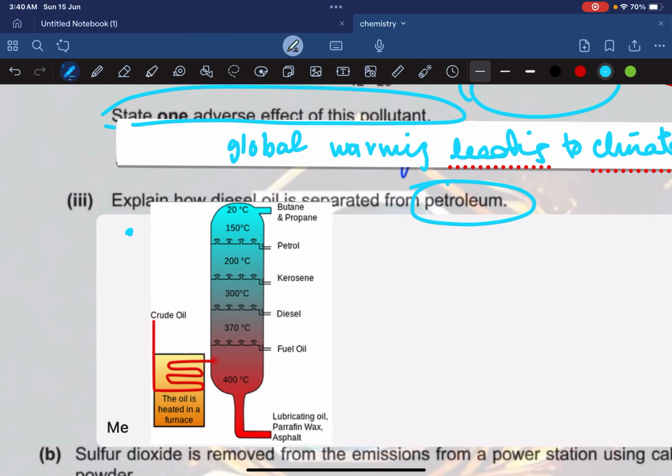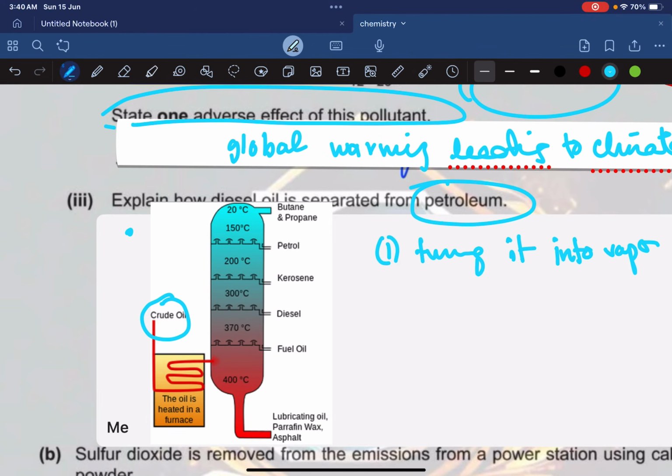So what's first gonna happen is that we are gonna turn this crude oil, which is the same as petroleum, into a vapor. So we're gonna heat the oil in the furnace. The first mark is gonna be for turning it into a vapor.